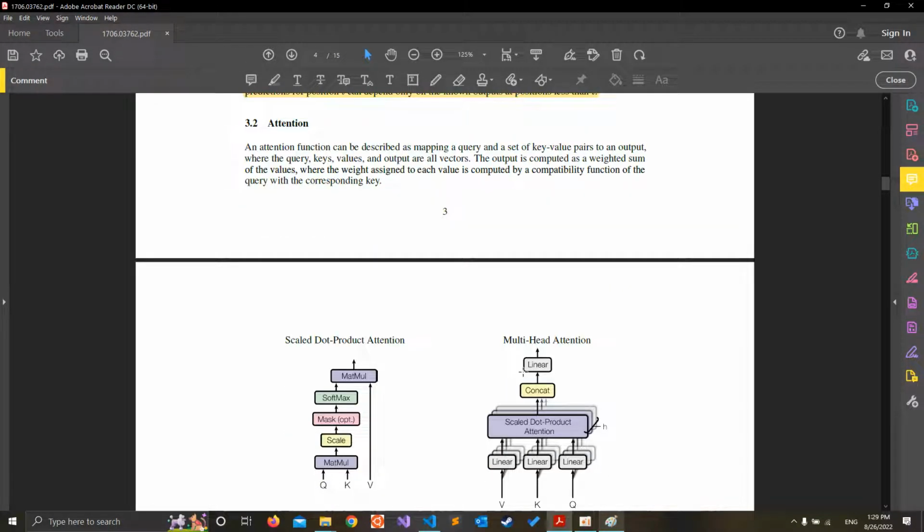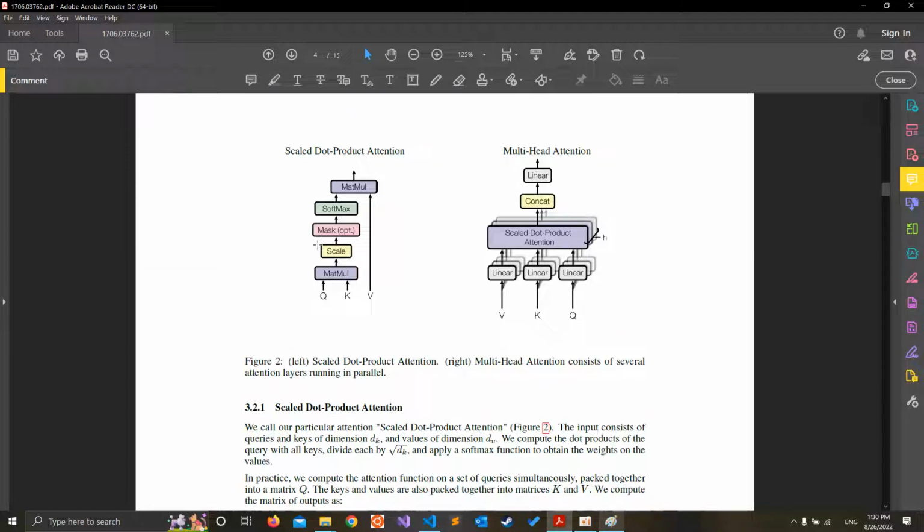Now let's talk about the attention mechanism, which is the core feature of this architecture. An attention function can be described as mapping a query and a set of key-value pairs to an output, where the query, keys, values, and output are all vectors. So we are going to find the connections using this attention by using queries, keys, and values, and all of these things are vectors. And we know that the vectors are word embeddings. The output is computed as a weighted sum of the values, where the weight assigned to each value is computed by a compatibility function of the query with the corresponding key.